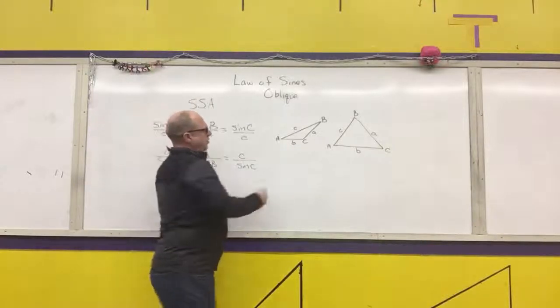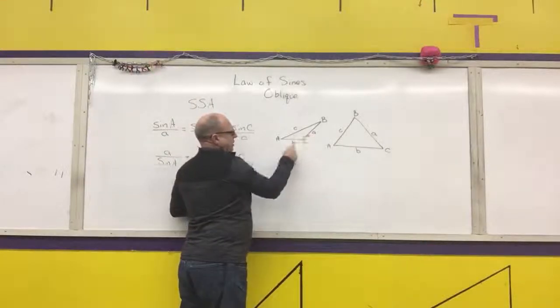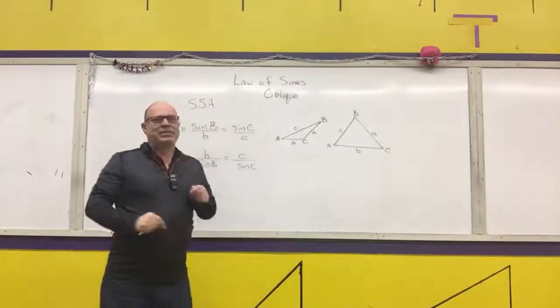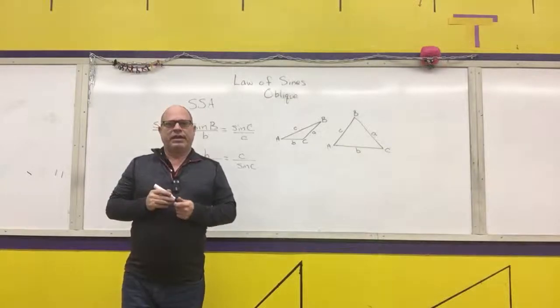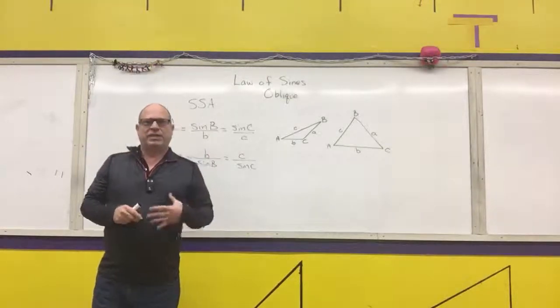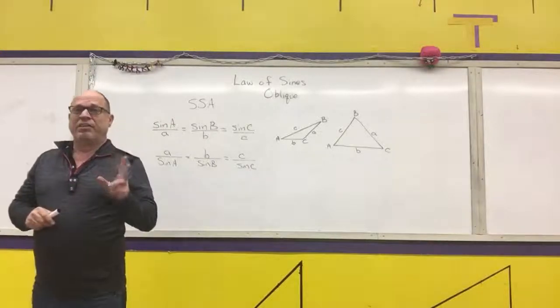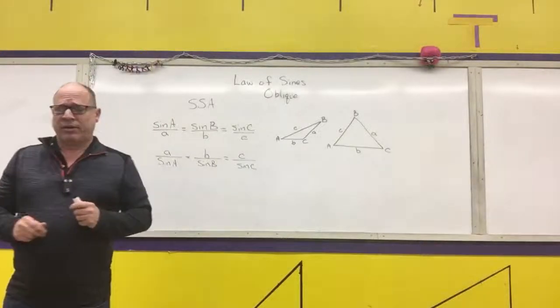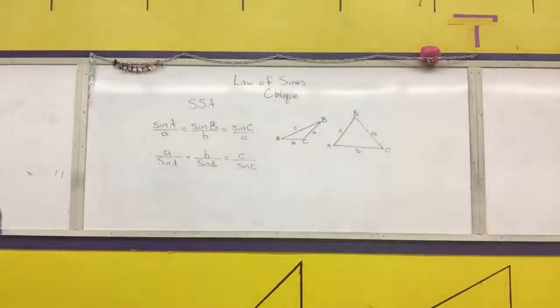One thing I want to warn you about is anytime you're given 2 sides and then the adjacent angle. For example, if I give you little a, little b, and then angle A, there's a possibility that you can end up with 2 different triangles. So you need to take into account when you're working with the law of sines and solving triangles that there could be a possibility that there are 2 triangles that meet the condition.